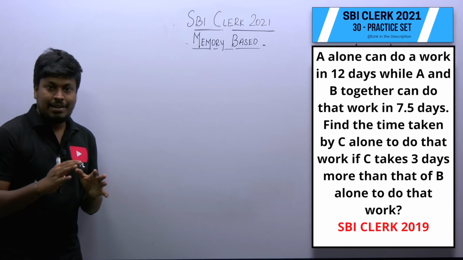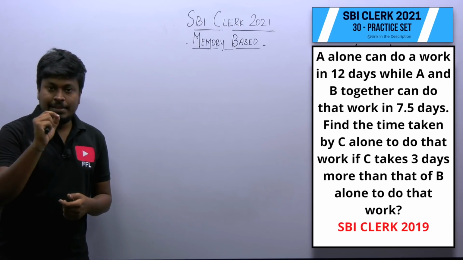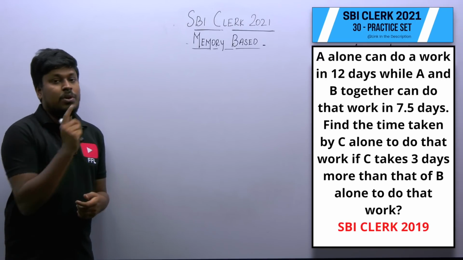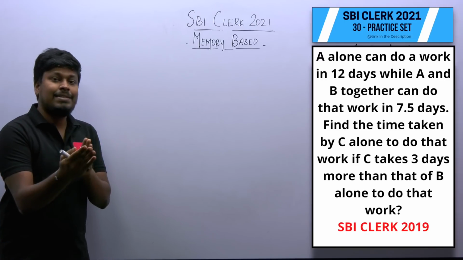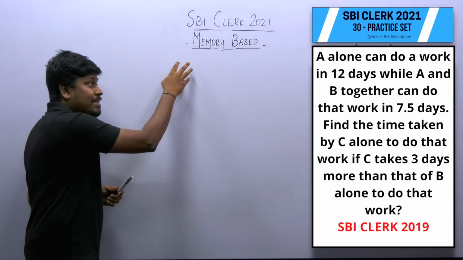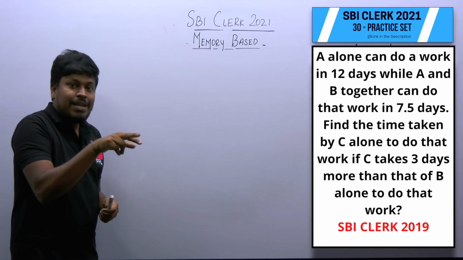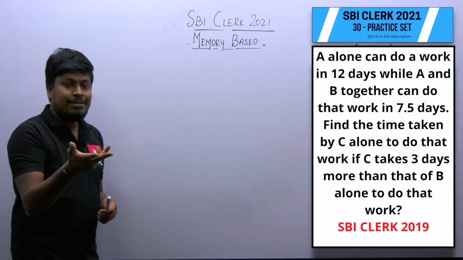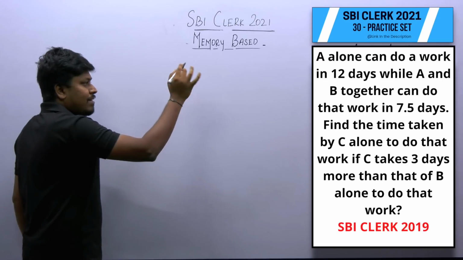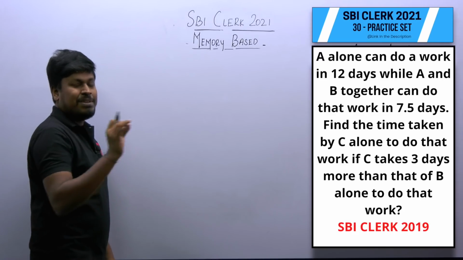So friends, what is our target? Our target is to find how many days C alone can complete the same work. But another point they have given: C alone takes 3 days more than B to do the work, right? When compared to B, C takes 3 days more. So first we can find the days B alone takes to complete the work. If we find B, then finding C is easy, because if we find the value of B, C will be 3 days more. If you add 3, the result will be the value of C. It's an easy question, not so difficult, a basic question. Here there is no leaving or joining, just a simple and basic question, right?